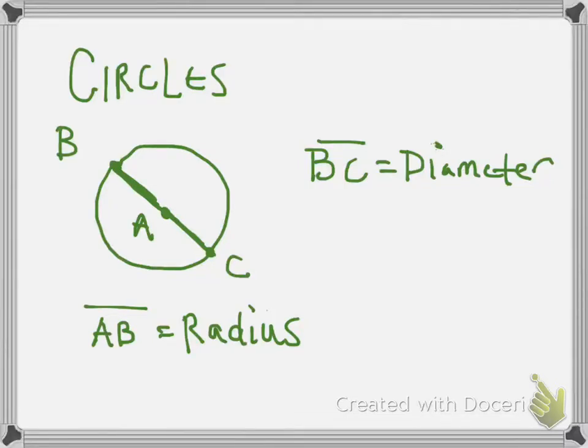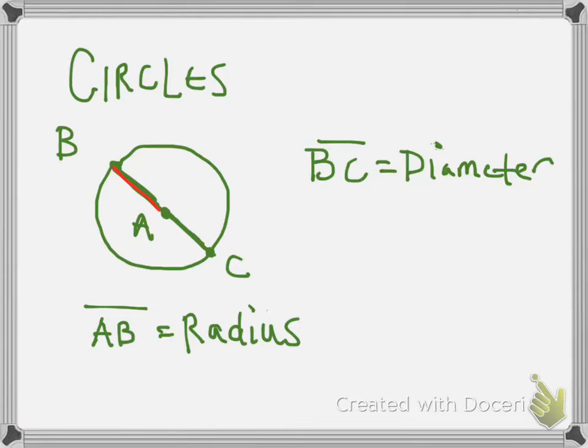This video is about circles. Some really basic things about circles. Circles have a center. The center would be A. And then if you just go from the center to the edge, that's called a radius. So that's AB.